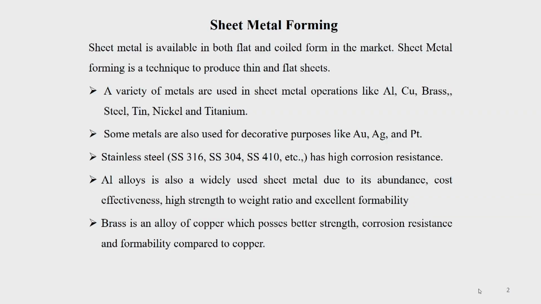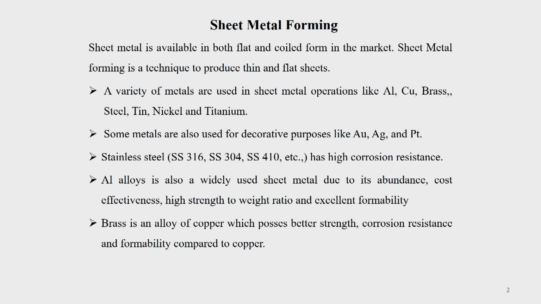We will come to this module 8, which is basically sheet metal forming, and today I will start with sheet metal forming introduction. In all industrial processing, you will see that sheet metal is available in both flat and coiled form in the market. Either it may be in coiled form like a big roll, or you may get it in different shapes and sizes like 6 feet by 8 feet or 6 feet by 6 feet. Standard sizes you may also get in cut form.